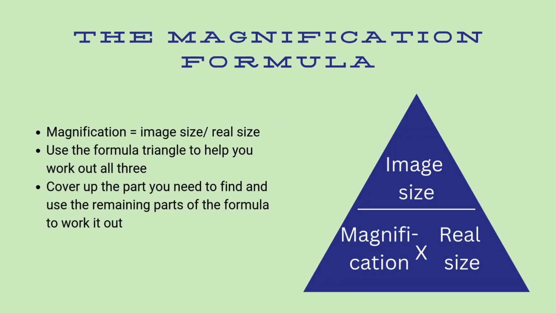The magnification formula is used to help us find out the size and magnification of an object. Magnification equals image size over real size. Use the formula triangle to help you work out all three. Cover up the part you need to find, and use the remaining parts of the formula to work it out.